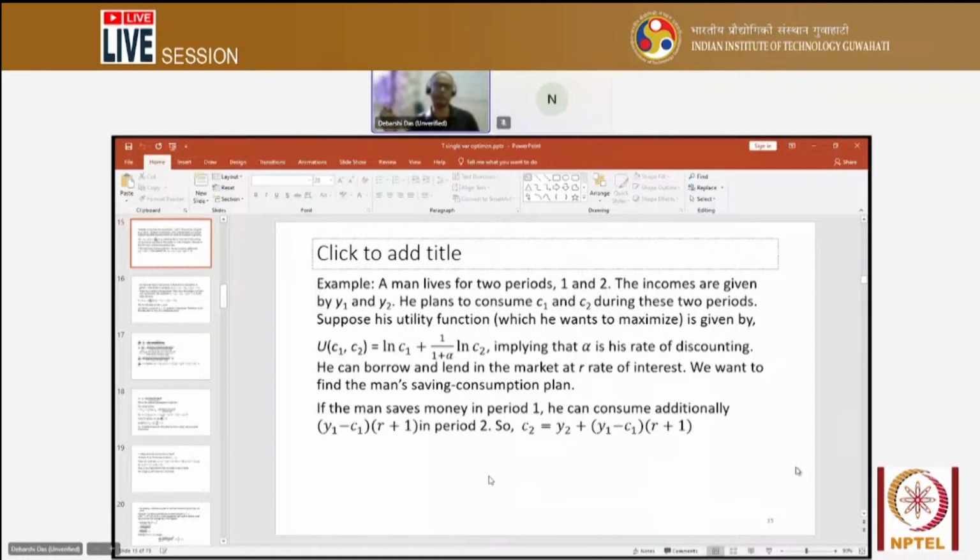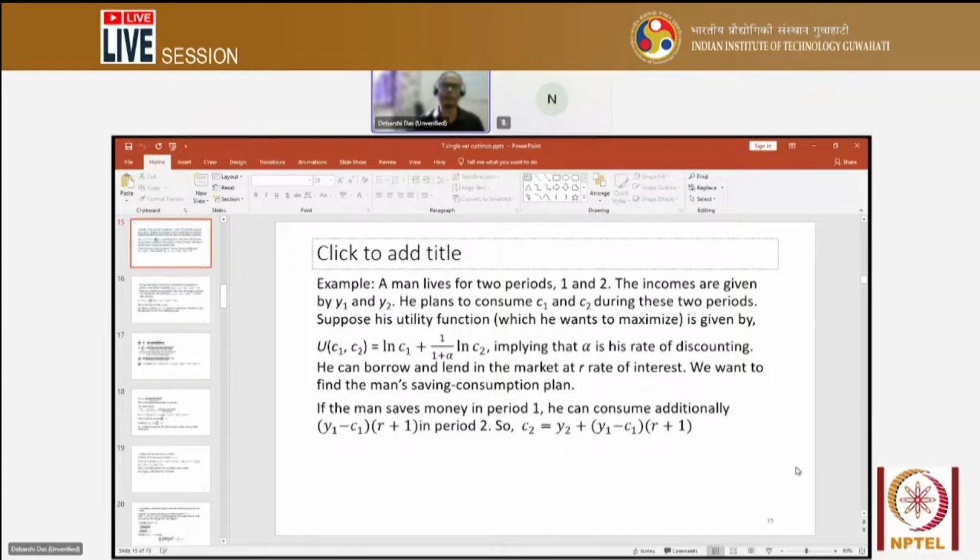Okay. So a man lives for 2 periods, period 1 and 2. The incomes are Y1 and Y2. He plans to consume C1 and C2 during these 2 periods. His utility function is given by U(C1, C2) = log C1 + 1/(1+alpha) log C2. There is just one small difference. In the assignment, instead of alpha, I used another notation, I think delta. Other than that, it is exactly the same, delta being the rate of discounting.